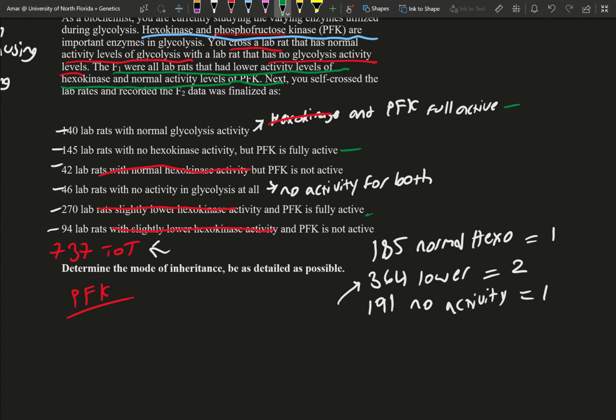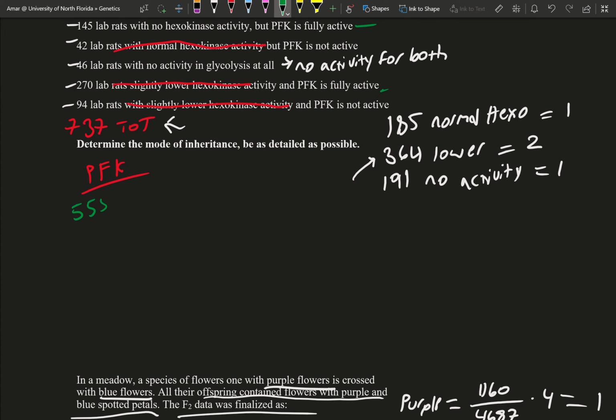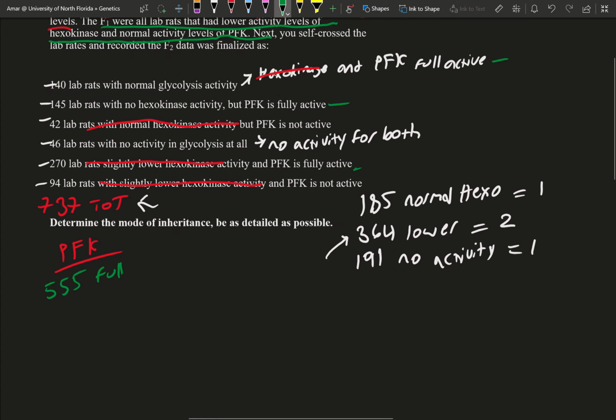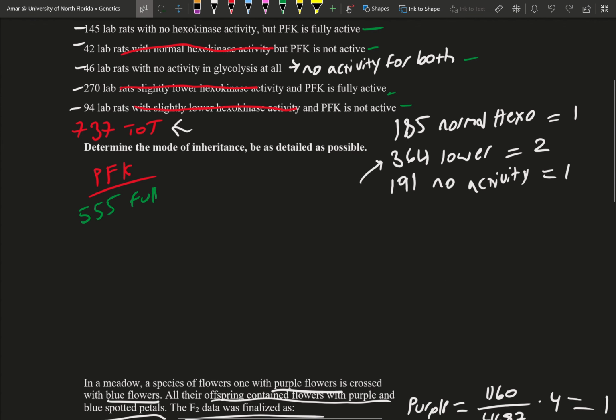So essentially 140 plus 145 plus 270, you have 555 individuals that have full activity. And then for no activity, it's 42 plus 46, and then plus 94, 184, no activity.